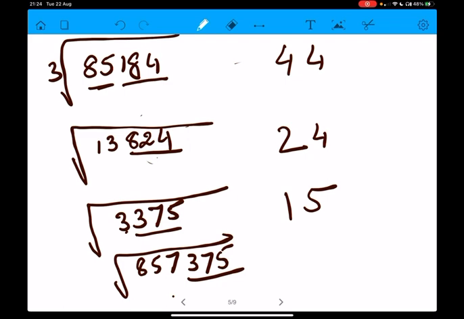Next, again it ends with 5, so it ends with 5. Then 857. 9 cube is 729, 10 cube is 1000. So 857 is between 9 cube and 10 cube, lesser than 10 cube. So it is 95.